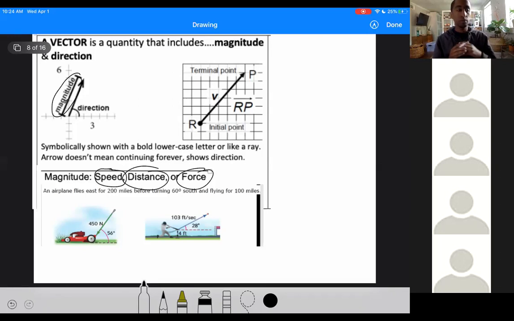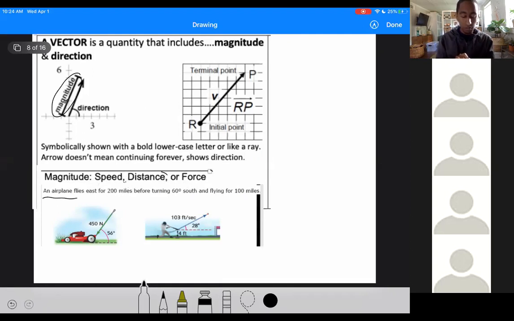If I'm pushing this table at 5 newtons, then the magnitude is the force by which I'm pushing it. It becomes a vector when I say I'm pushing this at 5 newtons in this angle, in this direction, okay? So it's important to note that magnitude is not just the distance. Magnitude could be speed, it could be distance, or it could be force, okay? Here's just a couple of examples of what I mean by vectors and what magnitude is.